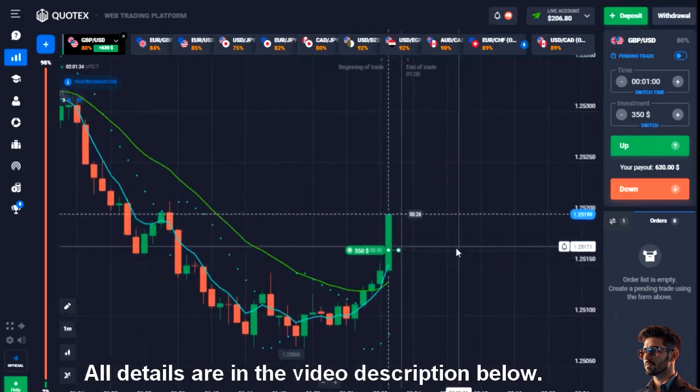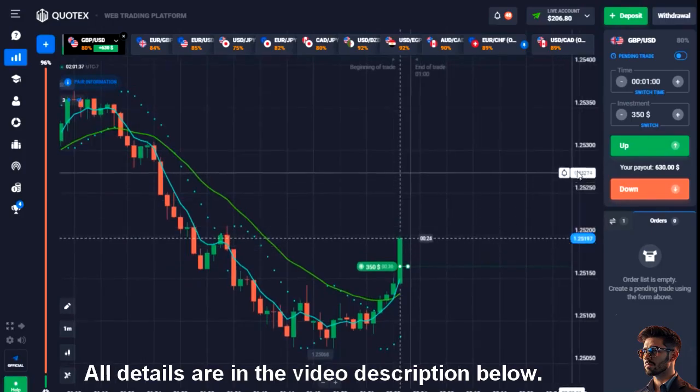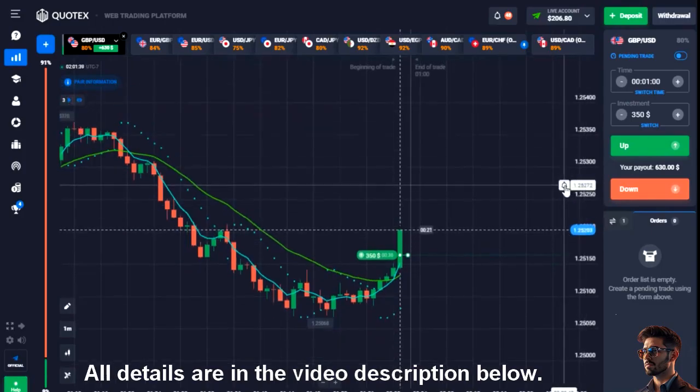This is actually a very perfect moment. So that's the reason why I placed this trade. So guys, let's wait and see. So guys, a hack on this strategy is very simple.